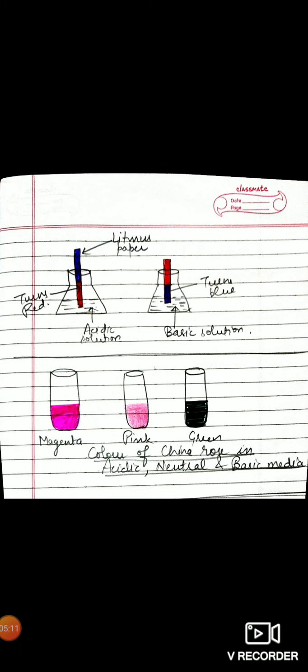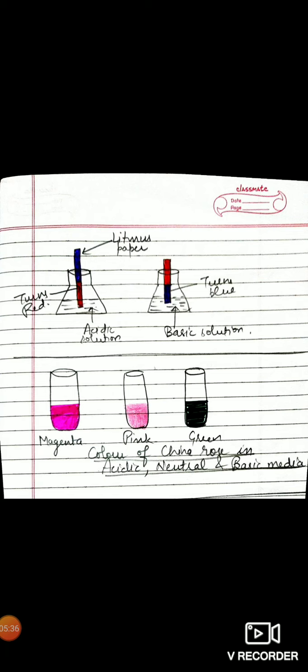If we see this diagram, there is a beaker, or we can say flask, in which acidic solution is taken, and when we dip the blue litmus paper into this acidic solution, the color of the paper strip becomes red. So we can say in case of acidic solution, the color of blue litmus paper changes into red.